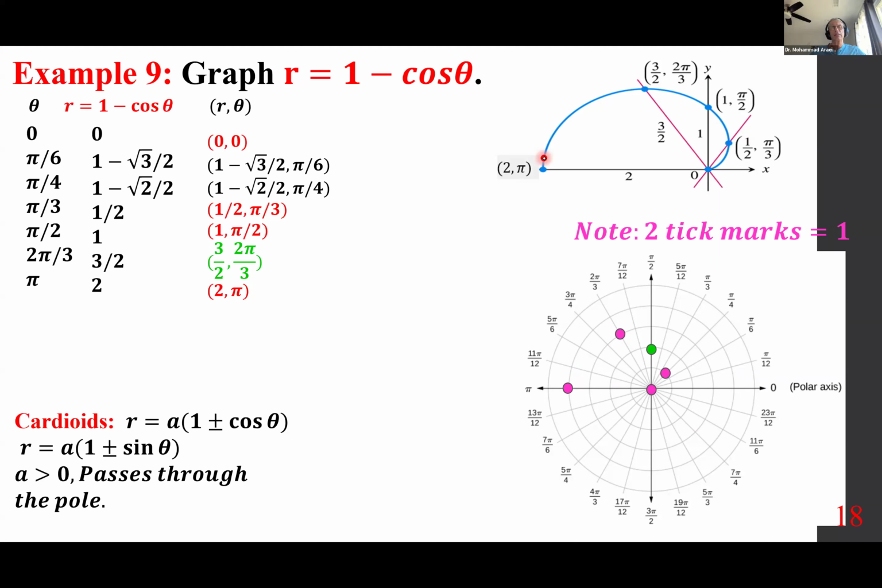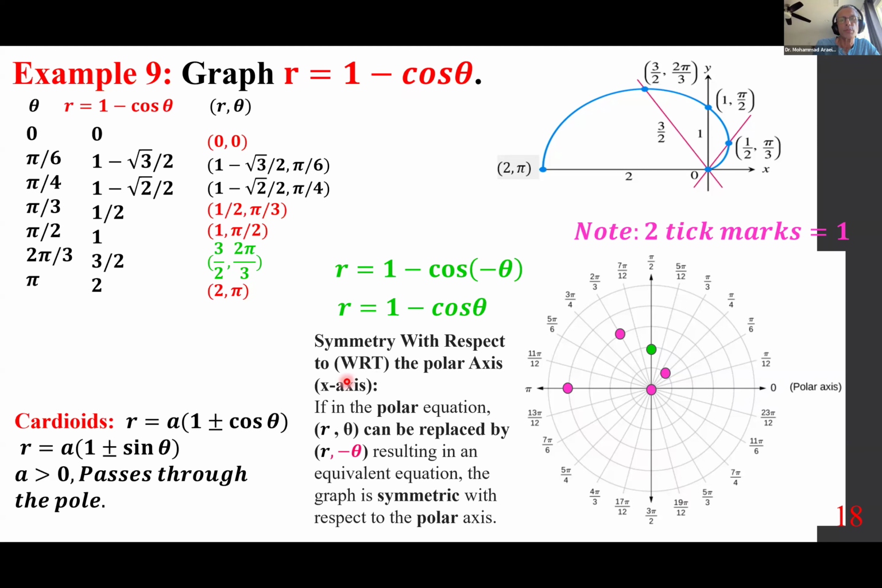looking at symmetry. So because cosine is an even function, if we change it to minus theta, nothing changes. In other words, 1 minus cosine of negative theta is equal to 1 minus cosine theta. And so it makes it symmetric with respect to the x-axis, if you will, the polar axis, okay? If in the polar equation r comma theta can be replaced by r comma negative theta, resulting in an equivalent equation, the graph is symmetric with respect to the polar axis.